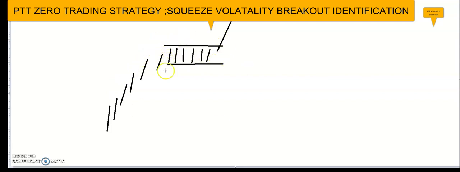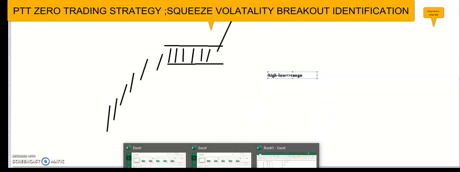How do we calculate this squeeze exactly, which side the market is going to break out, or what the squeeze area will be? For that we have to know about the ADR, which is called the average daily range. The range is nothing but high minus low. That is the formula, which I have calculated in Excel here.